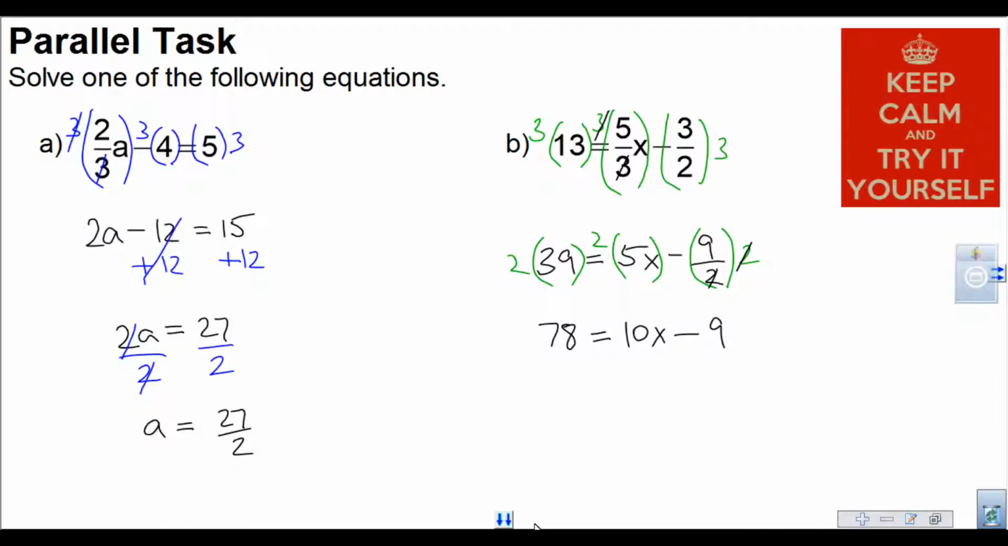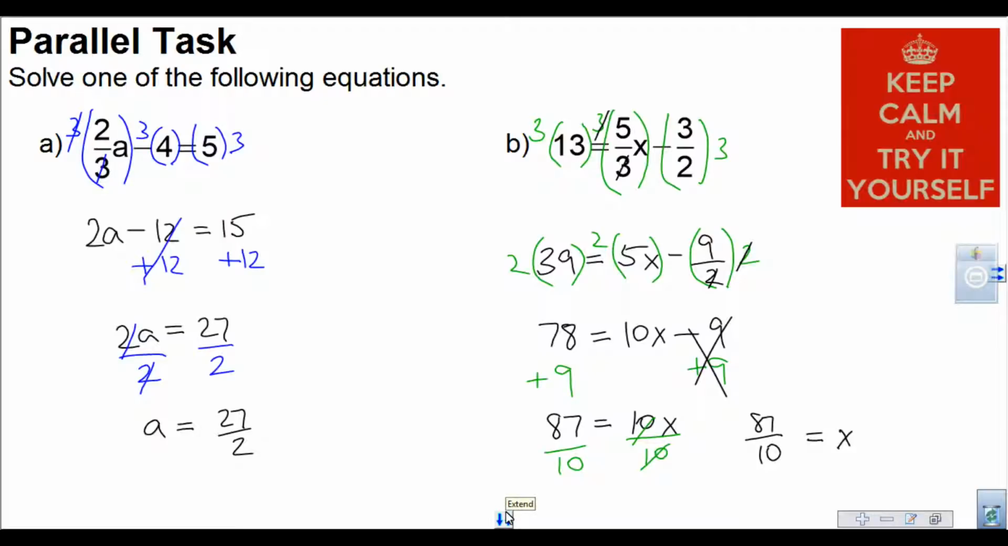All right, so we're going to focus our attention on this side because x is over here. It's 10x minus 9, so we're going to add 9 to both sides of the equation. So over here, that'll give me 87 is equal to 10x, and that's gone. So that's it. And last step, we're going to divide by 10. So those 10's will divide out. So x is isolated. That's equal to 87 over 10.